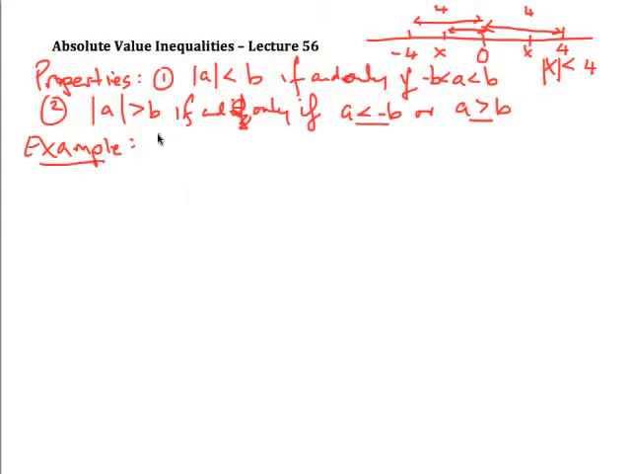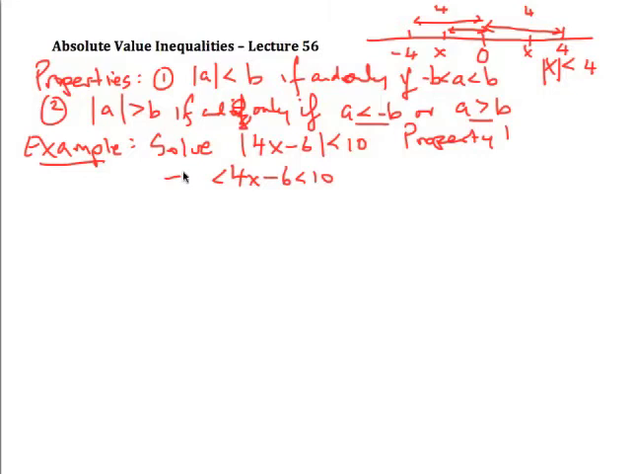Okay, let's solve the absolute value of 4x take 6 is less than 10. By property 1, what this is really saying is that 4x take 6 is less than 10, which is greater than negative 10. Notice that this is now a 3-part inequality, which we know how to deal with. Then we just simply add 6 to every side.